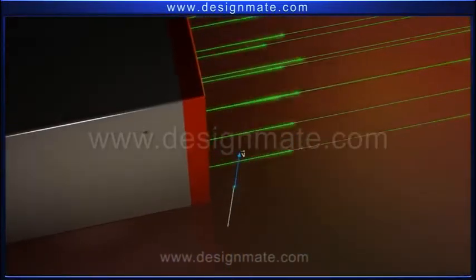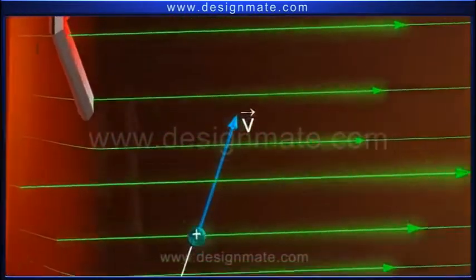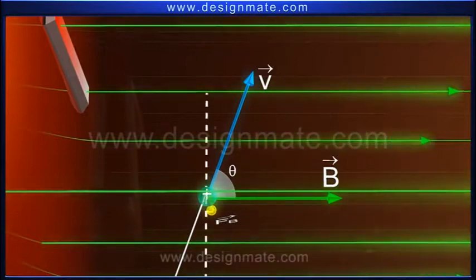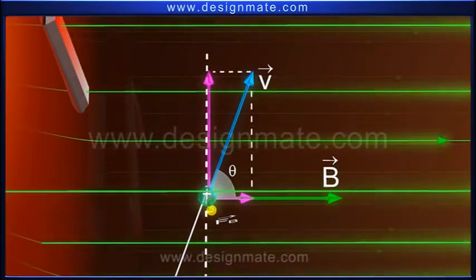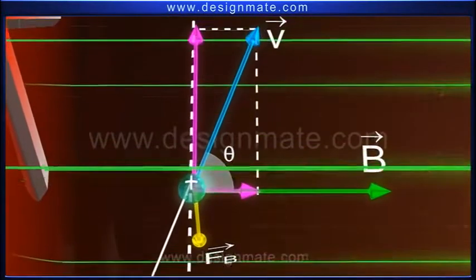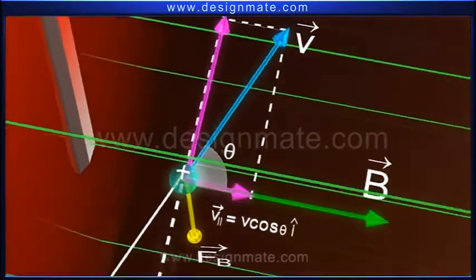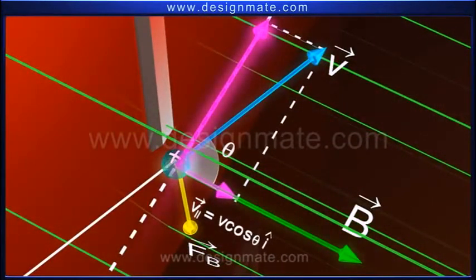Now, fire a positive charge with its velocity vector v making an angle theta with the magnetic field. The vector v can be decomposed into two perpendicular vector components. One is parallel to vector B. Vector v parallel equals v cos theta i cap. The other is perpendicular to vector B. Vector v perpendicular equals v sin theta j cap.